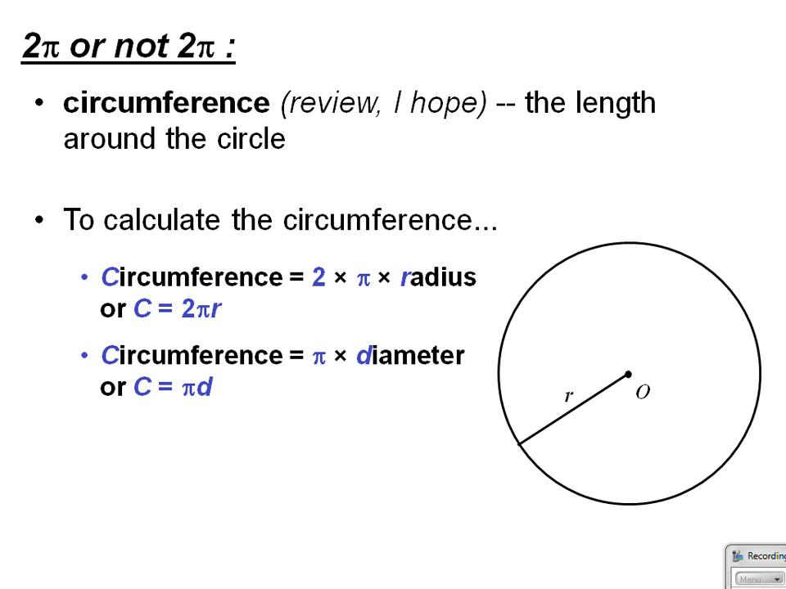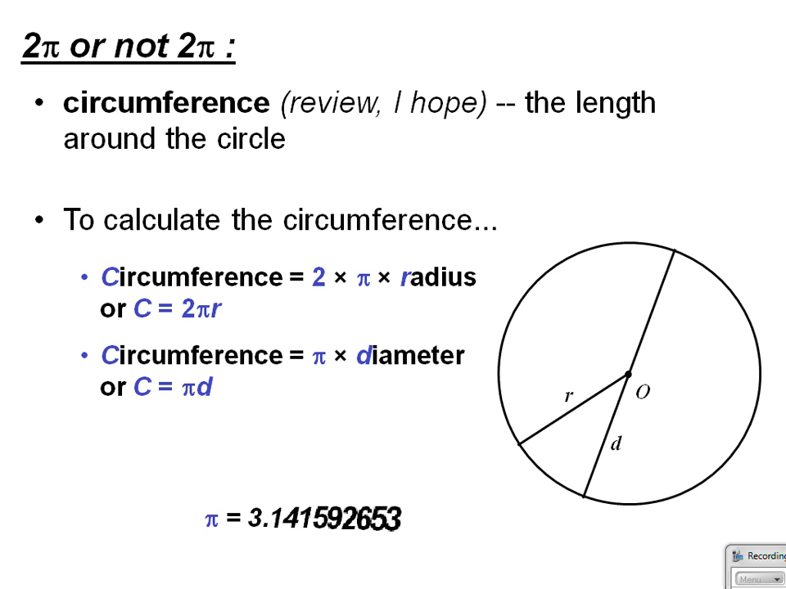Another way of calculating it, if you know the diameter, is to actually take the diameter and just multiply it by pi directly. Pi is the ratio between the length of a circle's diameter and the length of its circumference. So that's why we multiply the diameter by pi.